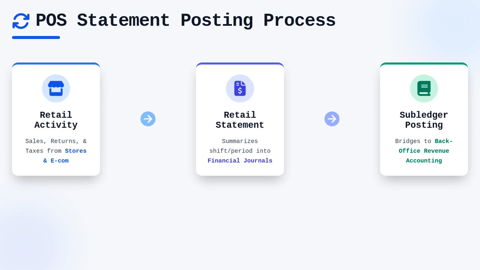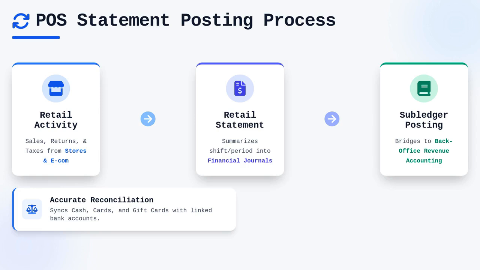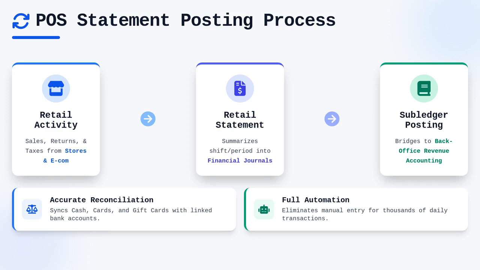office revenue accounting. This posting process is vital because it ensures that cash, credit card payments, and gift card redemptions are accurately reconciled against the bank accounts and clearing accounts linked to the respective channels. If you imagine a company processing thousands of small transactions daily, manually accounting for each one would be a recipe for disaster. The statement posting logic automates this, ensuring the accounts receivable subledger is updated without requiring an accountant to intervene for every single purchase.